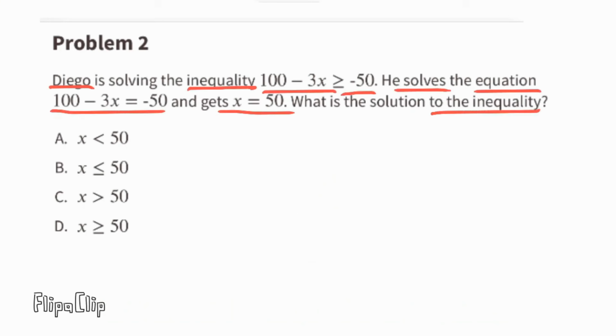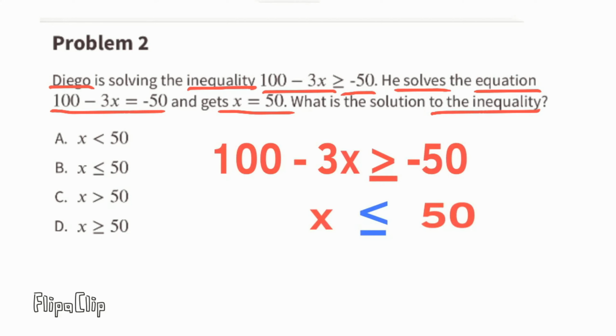Problem number 2. Diego is solving the inequality 100 minus 3x is greater than or equal to negative 50. He solves the equation 100 minus 3x equals negative 50 and gets x equals 50. What is the solution to the inequality?